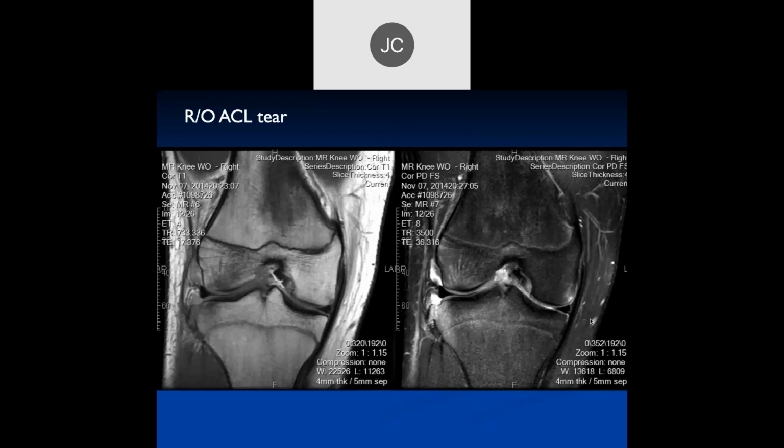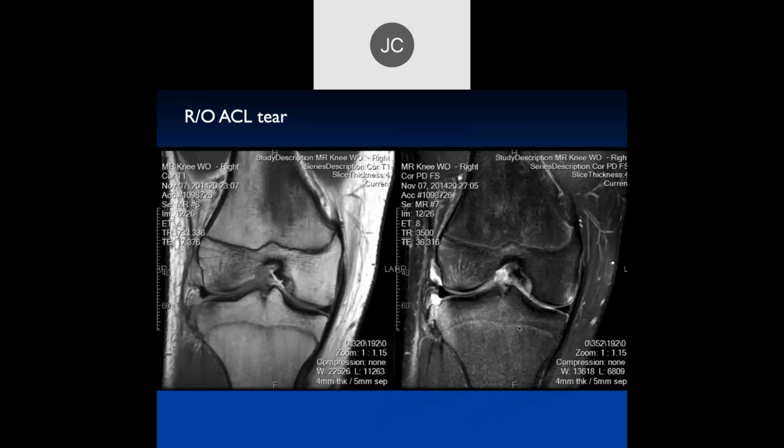Here we don't really see the proximal fibers of the ACL. So my guess would be proximal, though you probably wouldn't want to make that diagnosis on this image. What else do you see here elsewhere?